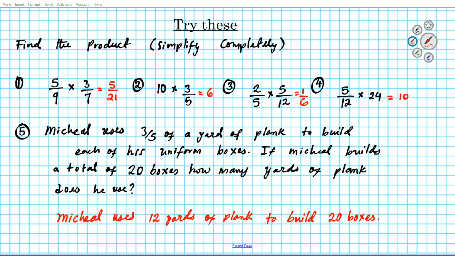Welcome back. So here are the answers to the 5 practice problems. Hopefully you had a chance to try it out. Go ahead and check your work. How well did you do in these 5 practice problems?